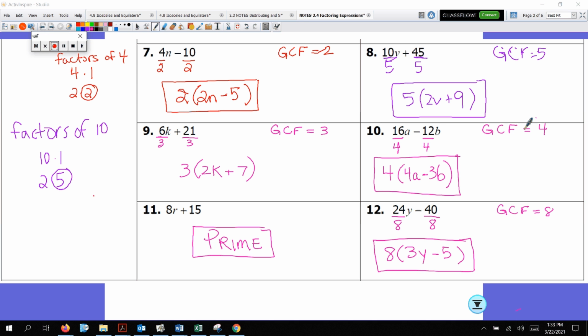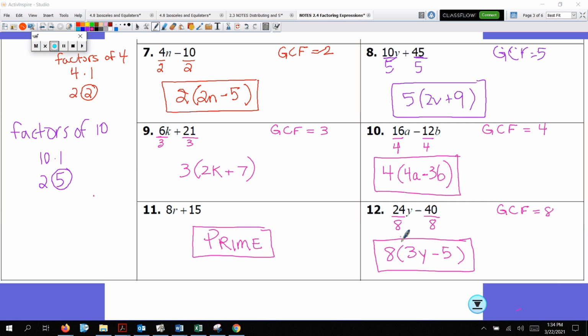Then for number 10, the greatest common factor was 4, right? You want to look at the smallest number, list all the factors, 1 and 12, 2 and 6, and 3 and 4. 4 was the greatest common factor. Then for number 11, I have 8r and 15. 8 does not go into 15. None of the factors of 8 go into 15, except for 1. So this is prime. There's no way to break this down or to factor this.